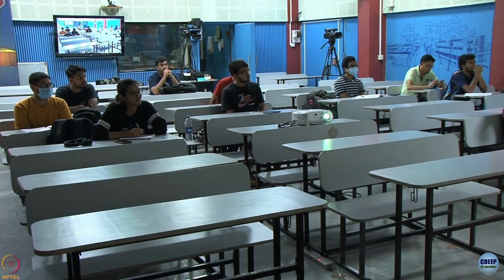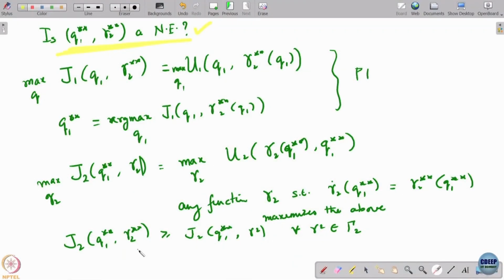So, let us ask, is there another Nash equilibrium, or can you think of another Nash equilibrium? Yes. Which is? No. Okay. So, this was the bait and you fell for it.